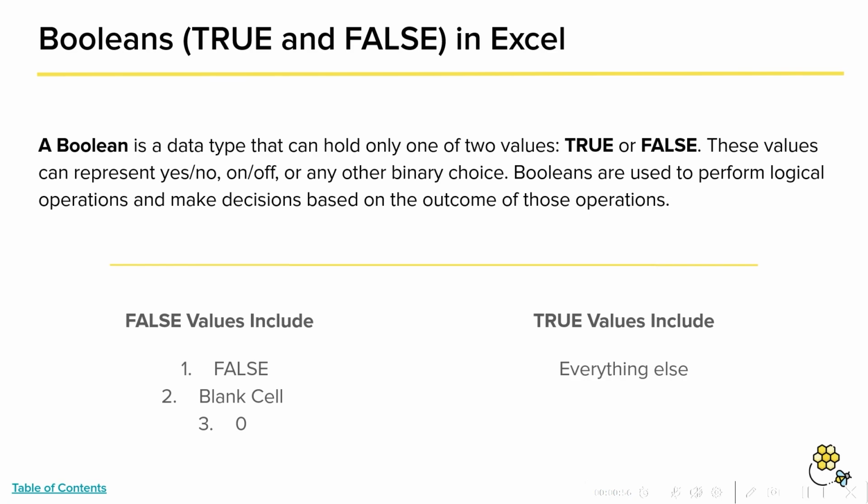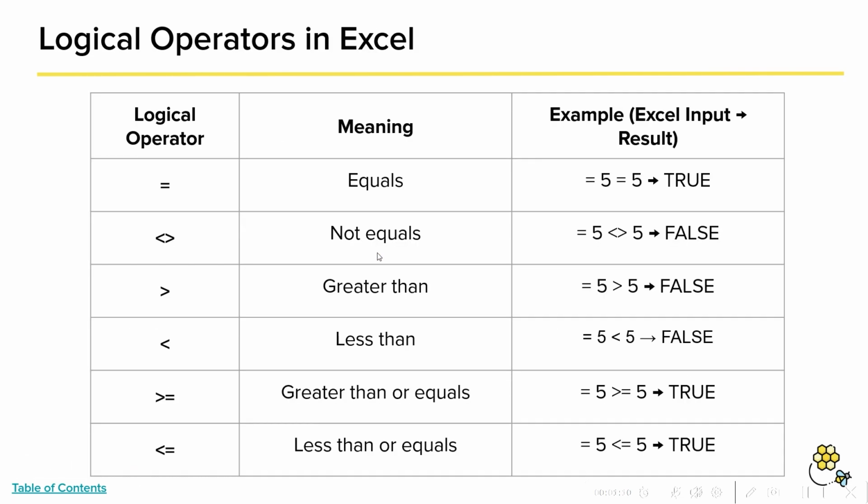In Excel, the false values include false, a blank cell, or the number 0, whereas true values include everything else that isn't false, a blank cell, or 0. Now that we've gone over that, let's go over our logical operators.